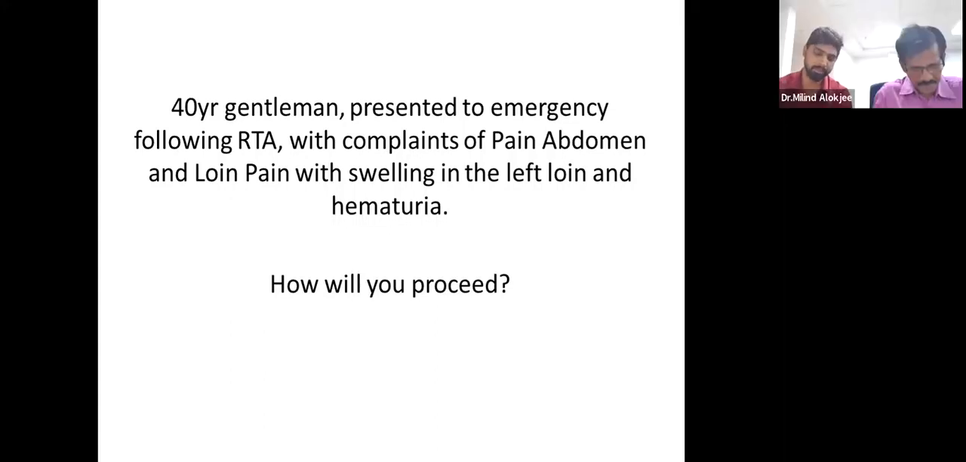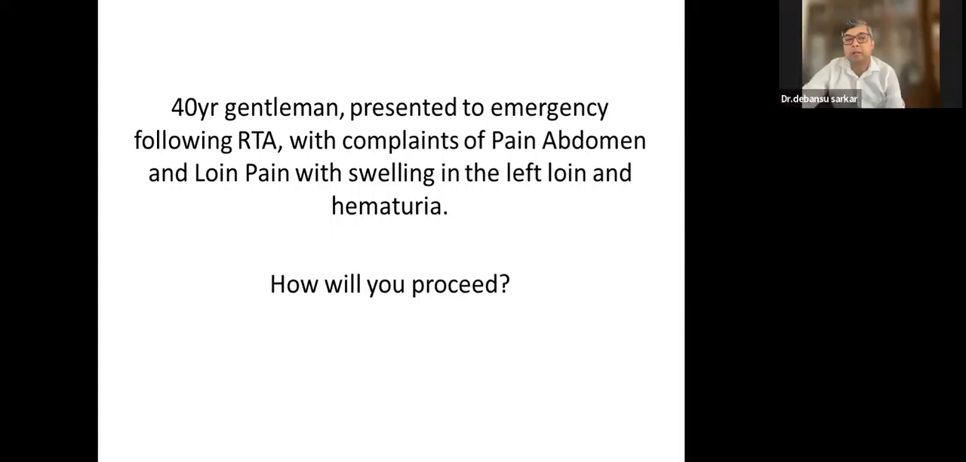Sir, first ultrasound. What is the finding in ultrasound in a patient like this, with a swelling in the loin and suspected renal injury? What can you see? Sir, there may be associated hematoma around the kidney, and the kidney might not be visible properly in the ultrasound. And what exact injury has occurred, we will not be able to tell. Anything else in ultrasound?